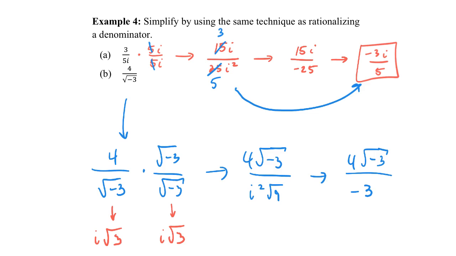Do I want to leave this way, though, as an answer? Probably want to take out the i out of here as well. Okay, so we go ahead and take that i out at the very end. This will become 4 root 3 times i all over negative 3.